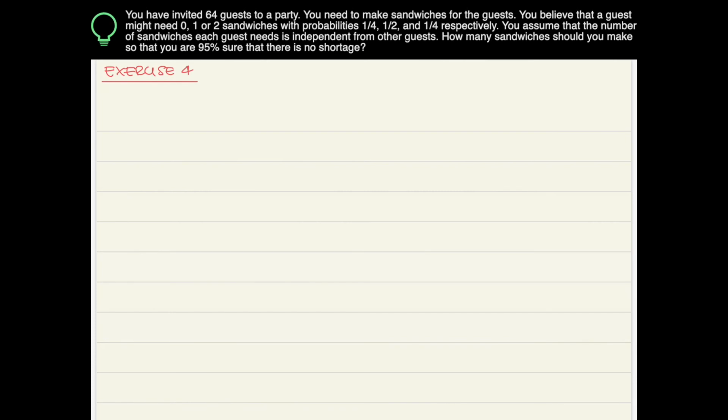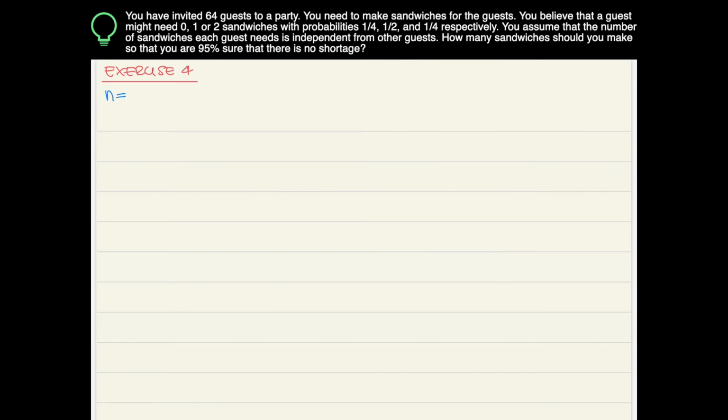Exercise 4. Let's read the question. You have invited 64 guests to a party, so big party after the quarantine. You need to make sandwiches for these guests. You believe that a guest might need 0, 1 or 2 sandwiches with probabilities 1/4, 1/2, and 1/4 respectively.